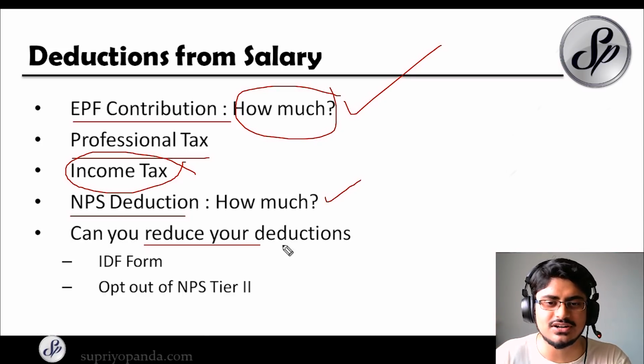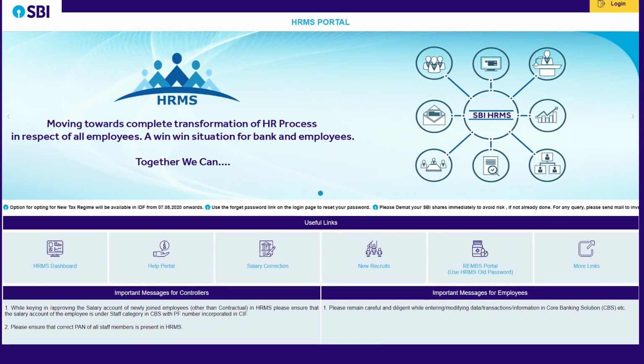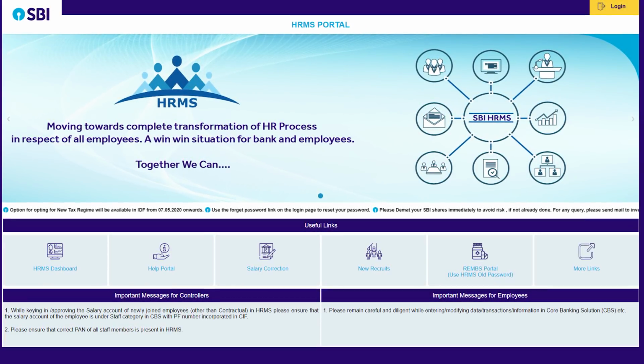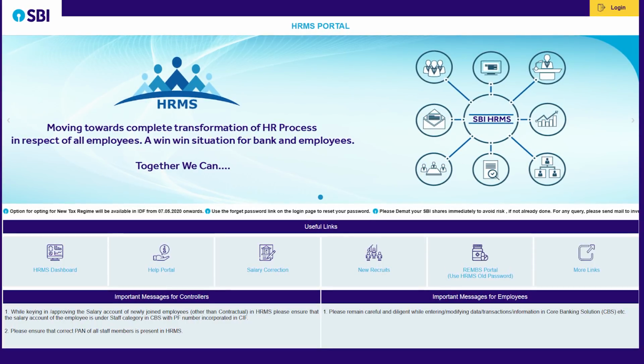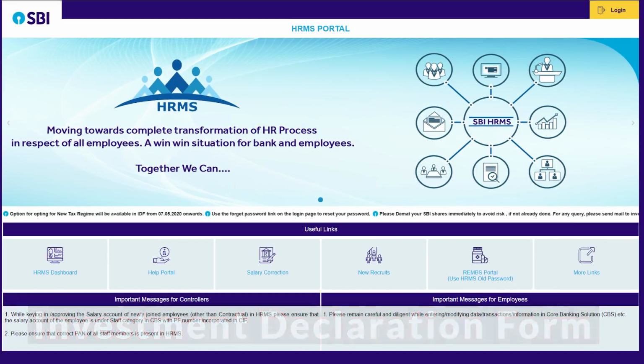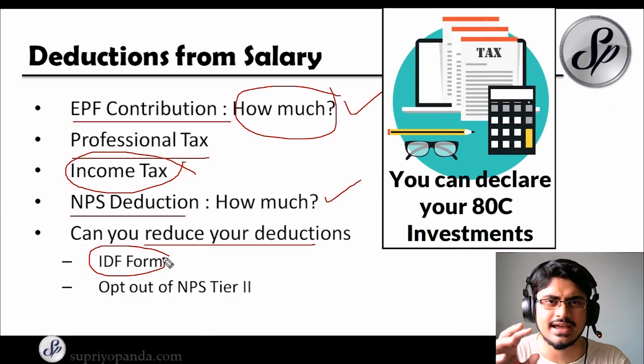Now how do you reduce your deductions? As I told you, there is something called the IDF form. So this is the actual website where you are going to be doing all of these things. So it is the HRMS SBI website, and there you have a form called the investment declaration form. So in that investment declaration form, you can declare your investments, and you can say that okay, this is the amount that I have actually allocated towards my ATC calculation, and that amount you can directly just put over there, and it will be deducted from your salary slip.